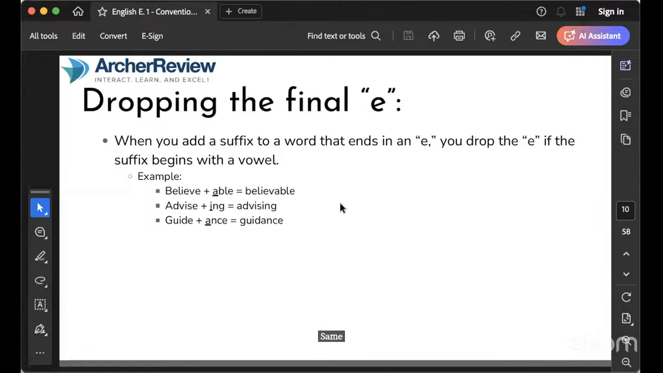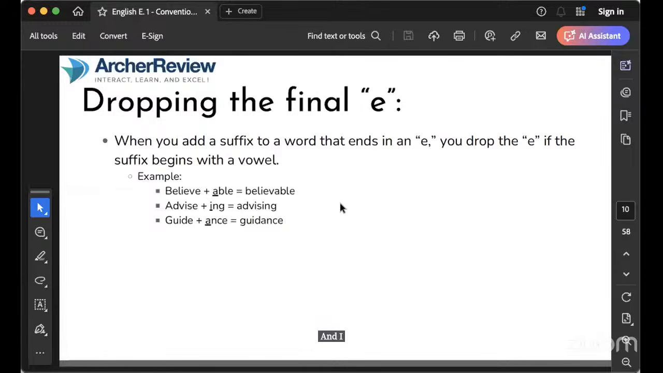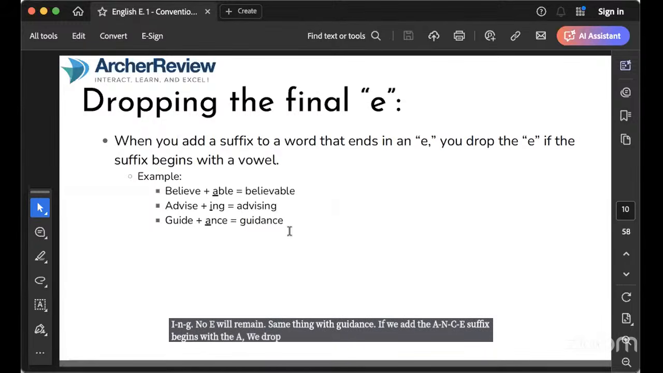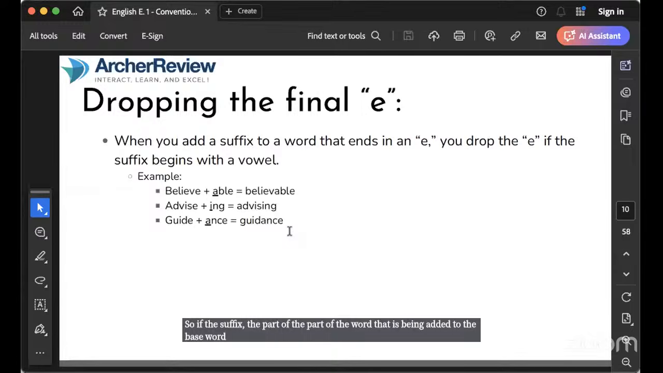Same thing with advise. It ends in an E. And if I add the suffix ing, which begins with that vowel I, then I drop the E off and I simply merge the two together and I get advising, ADVISING. No E will remain. Same thing with guidance. If we add the ANCE suffix, which begins with the A, we drop the E and we get guidance spelled this way. So if the part being added to the base word begins with a vowel, you drop the E off.